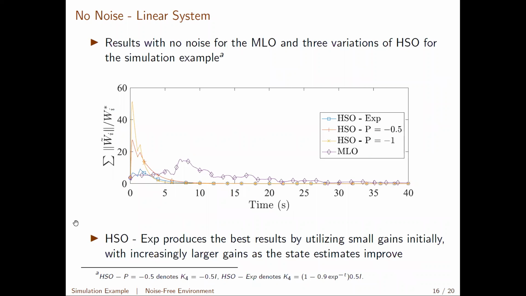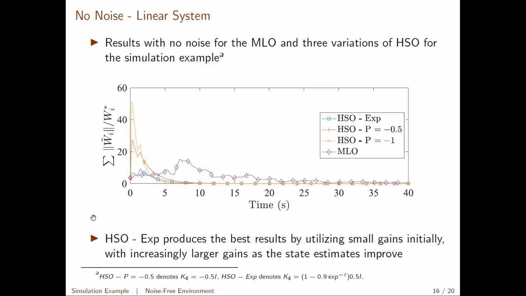So here's the first noise-free environment graph. This is basically just to show that the memoryless observer and the history stack observer are working perfectly to align with what our theory tells us, that all these errors should converge to 0. So we have 3 variations of the history stack observer and the memoryless observer.